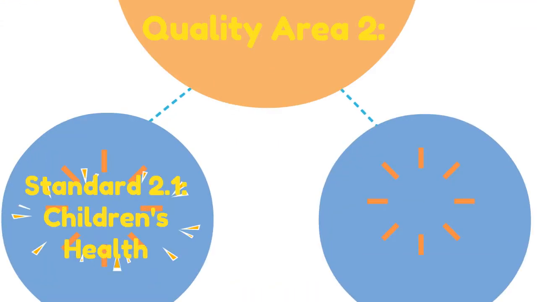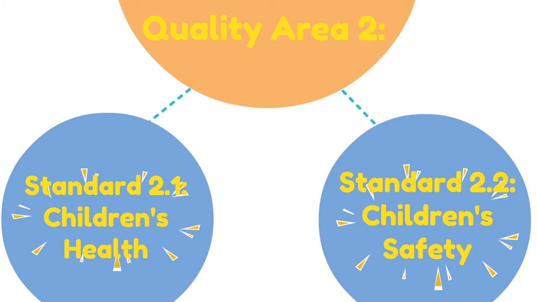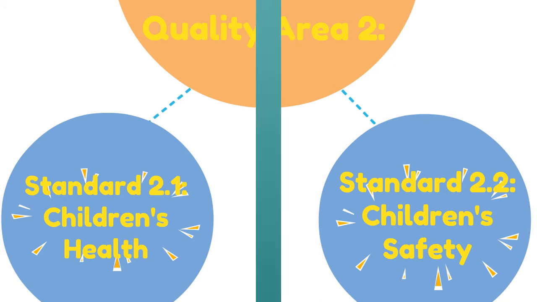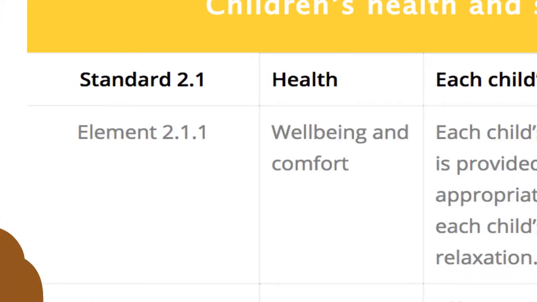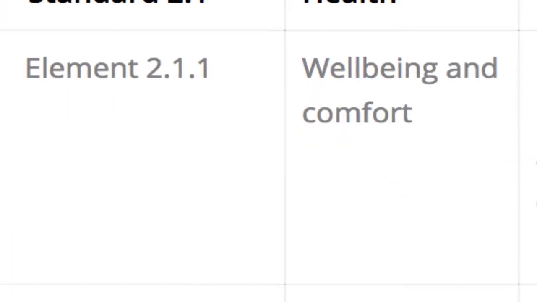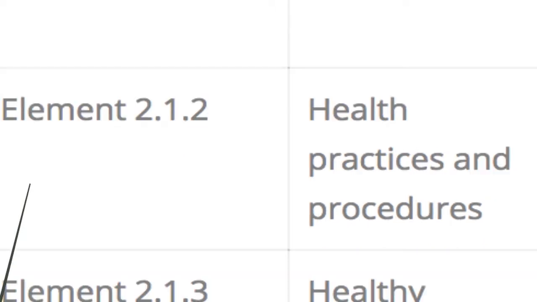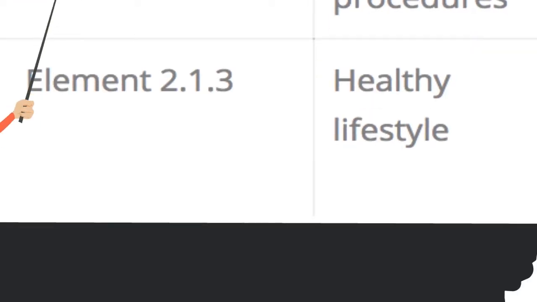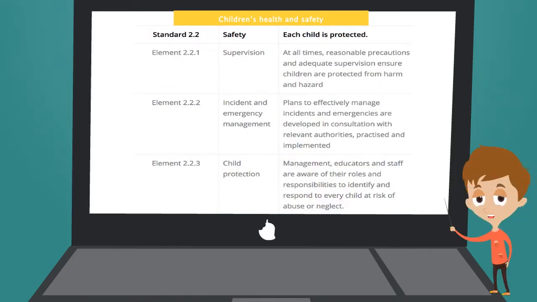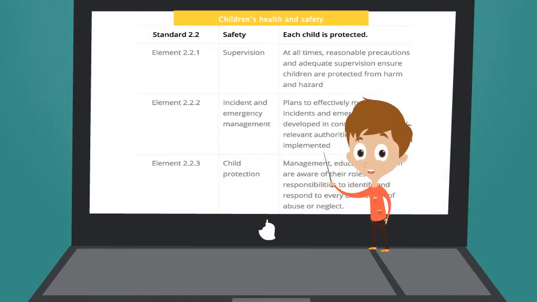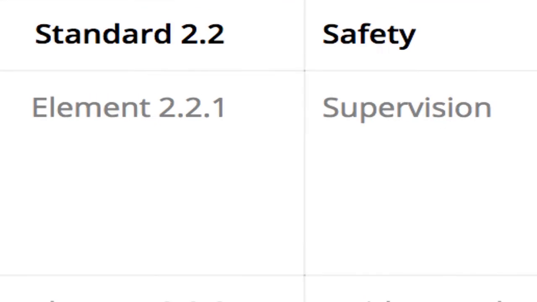Quality Area 2 is divided into 2 standards, each comprising of specific sub-elements that outline the expectations required to meet these rights. Standard 2.1 encompasses children's health, including well-being and comfort, health practices and procedures, as well as promoting a healthy lifestyle. Standard 2.2 relates to children's safety, including supervision, incident and emergency management, and child protection considerations.